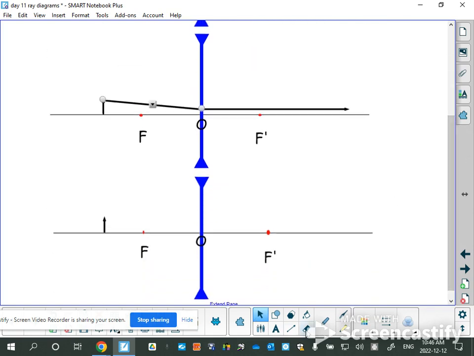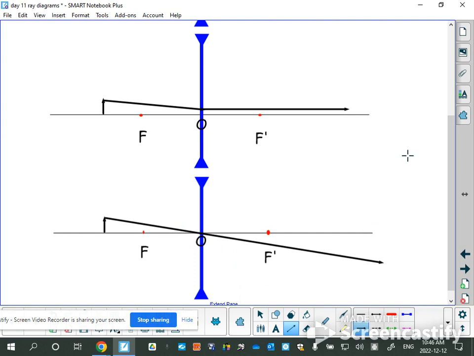Third rule is the same for both types of lenses, so it's very easy to remember. You go from the top of your object straight through the optical center, because no matter what the shape is, it will always hit, if it goes through the optical center, the very center of the lens, it will hit at 90 degrees and it won't bend at all.